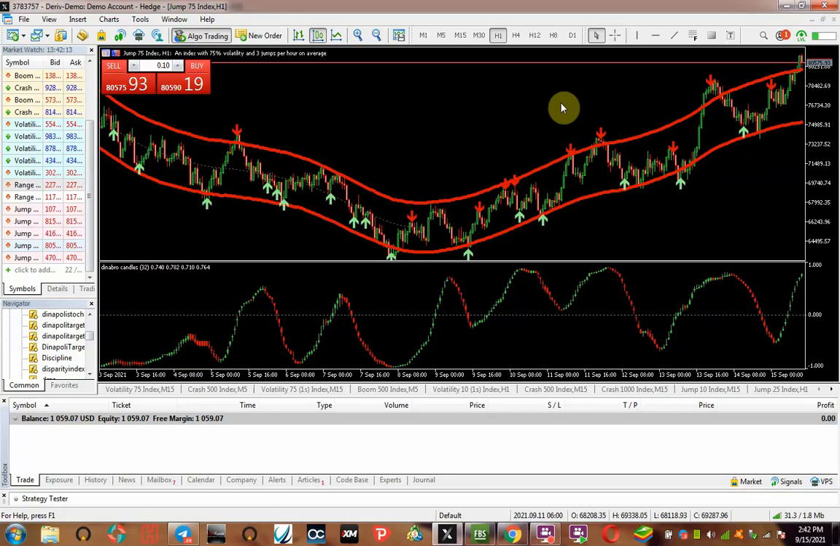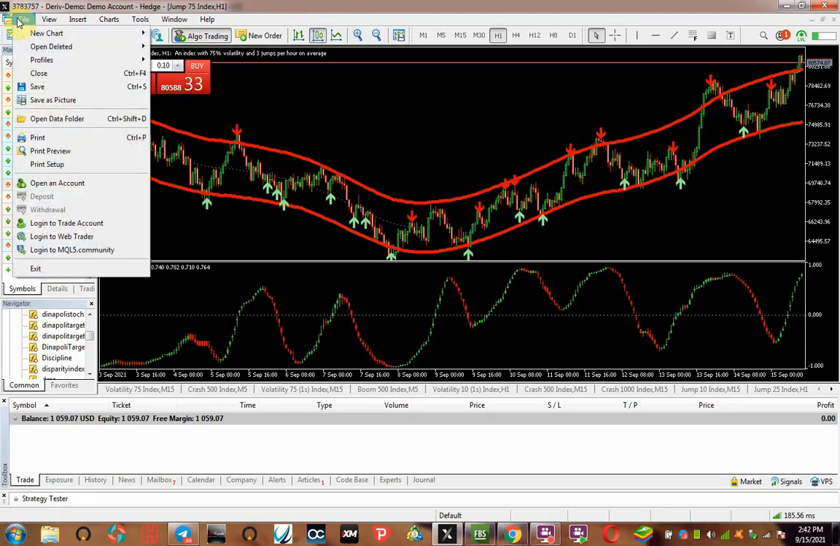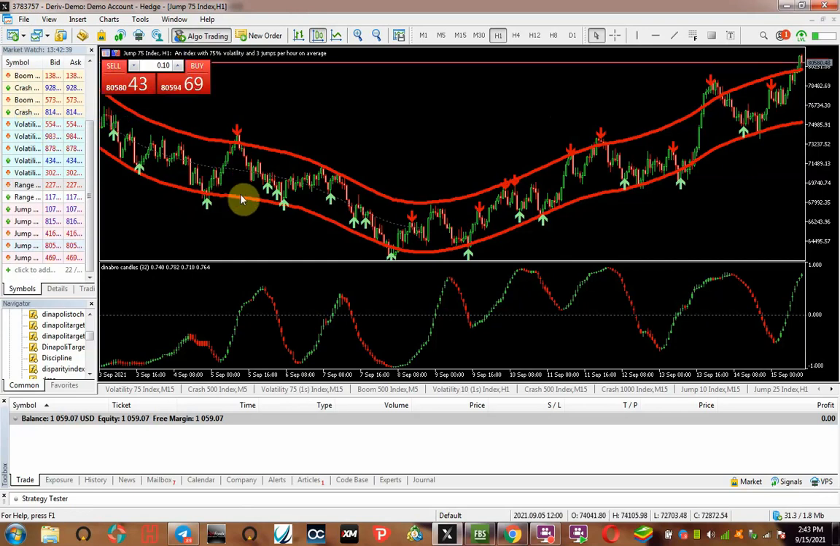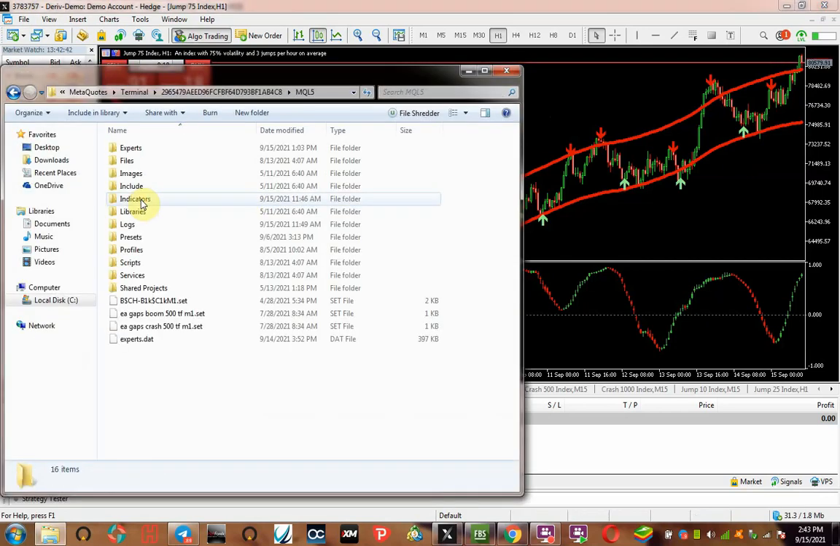Now, if you're using multiple MetaTrader on your system, after copying to your system, you will have to copy it by yourself from that place you moved it to, copy it again from your system, then copy it to the folder. Now where is the folder? You open your MetaTrader, then you come here, then open data folder, MQL5, then you paste it inside indicator. Indicator is not expert, is not robot. So you place it inside indicator.